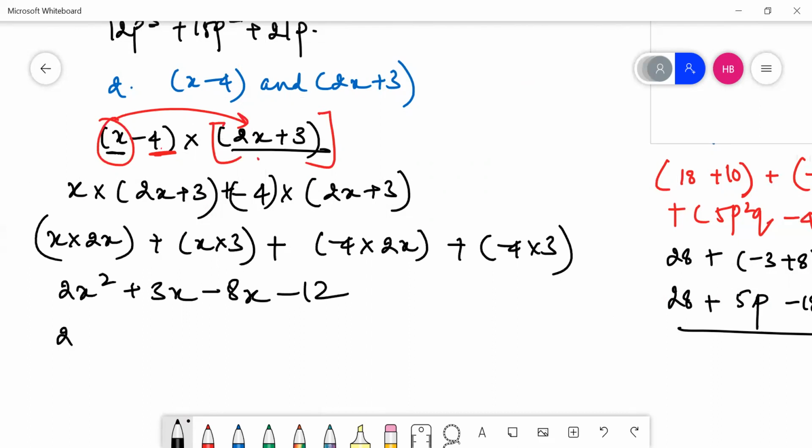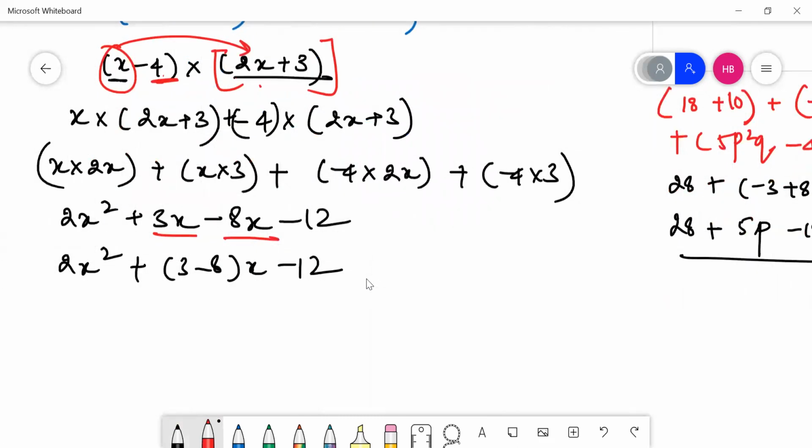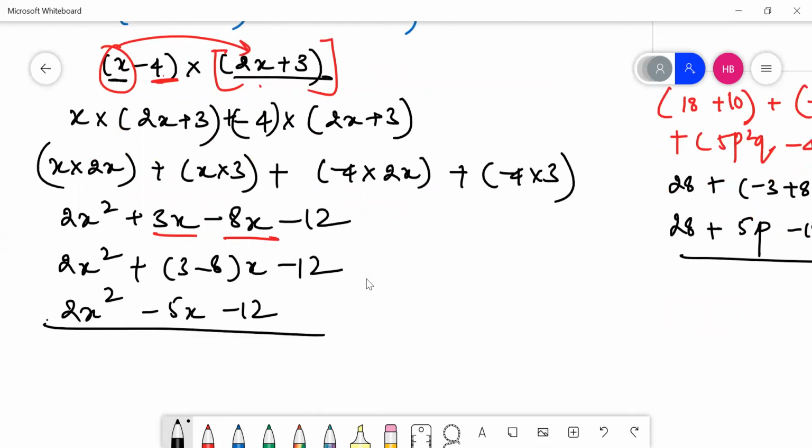Okay, now what will happen here? 3x minus 8x minus 12. Why have I taken them together? Because these are like terms, so I'm just trying to simplify this. I will get 2x square minus 5x minus 12. This is your answer.